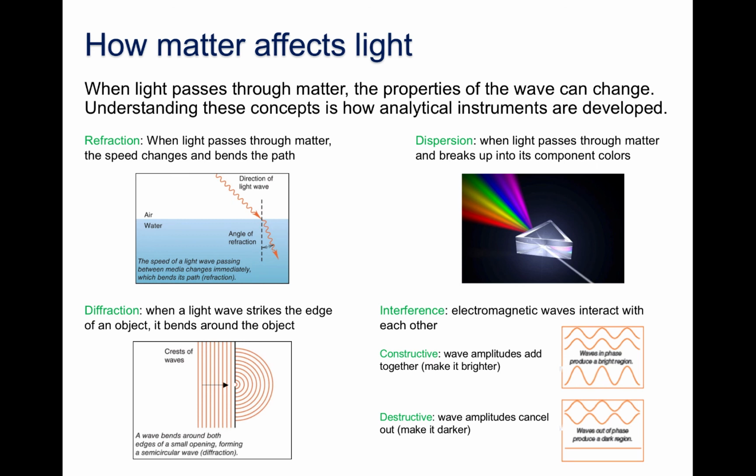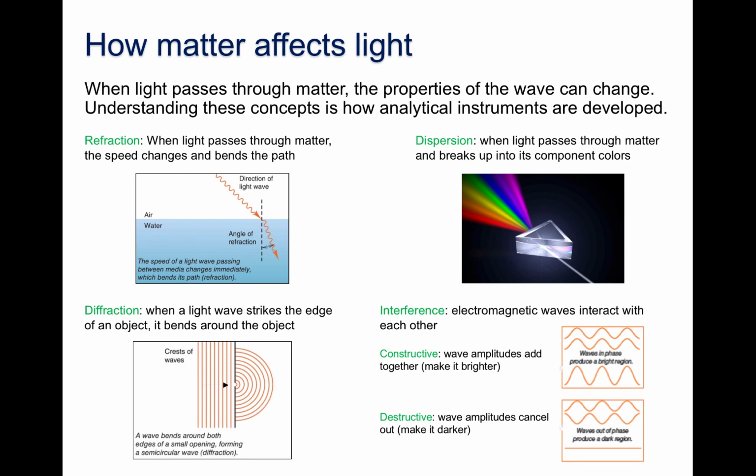The last type we'll talk about is interference. That's when electromagnetic waves interact with each other, and those light waves can interact in multiple ways. They can be constructive interference or destructive interference. If the wave amplitudes are in sync with one another, the wave amplitudes will add together, and that's going to make the light brighter. And so that's one way that we can increase the signal of a light.